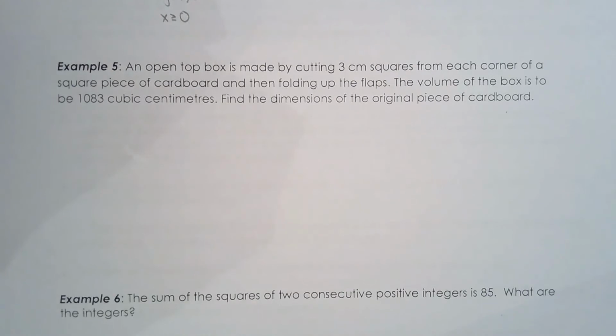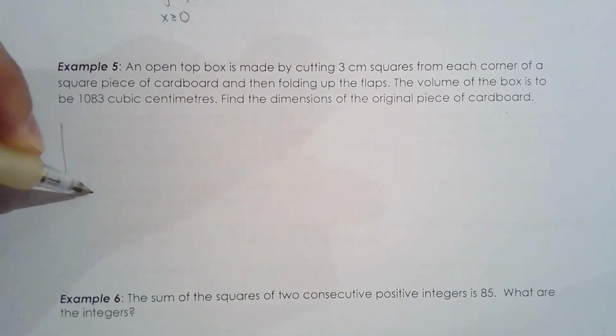An open top box is made by cutting 3 centimeter squares from each corner of a square piece of cardboard and then folding up the flaps. The volume of the box is to be 1083 cubic centimeters. Find the dimensions of the original piece of cardboard. Interesting. Okay, so you know what? This one is a little harder to visualize for students.